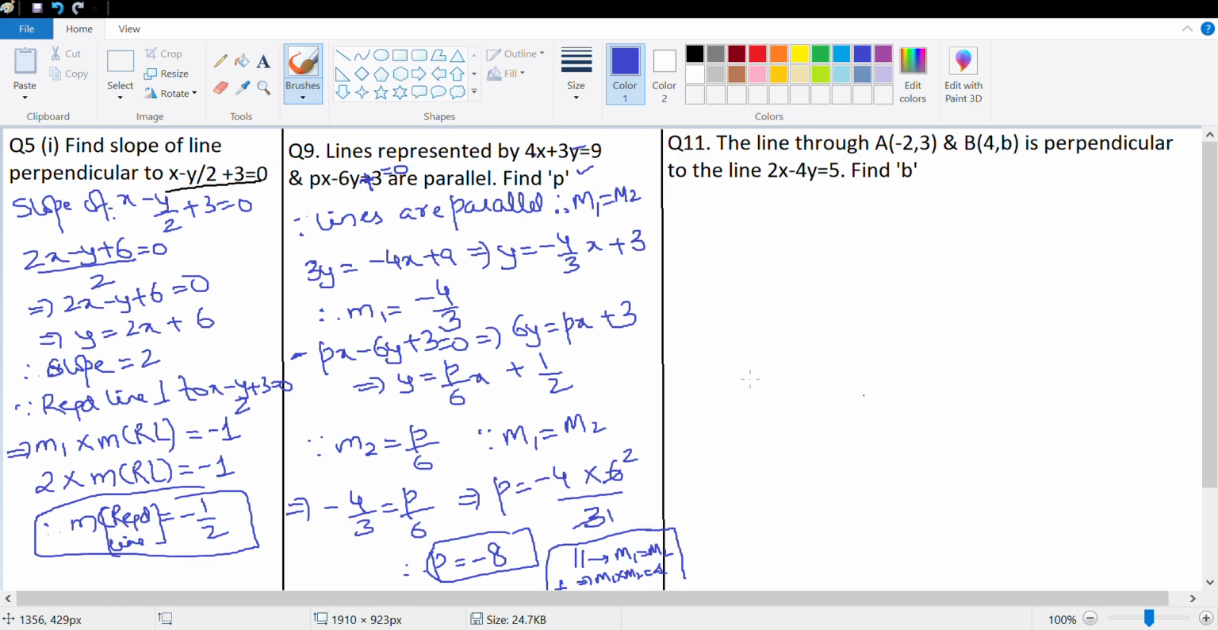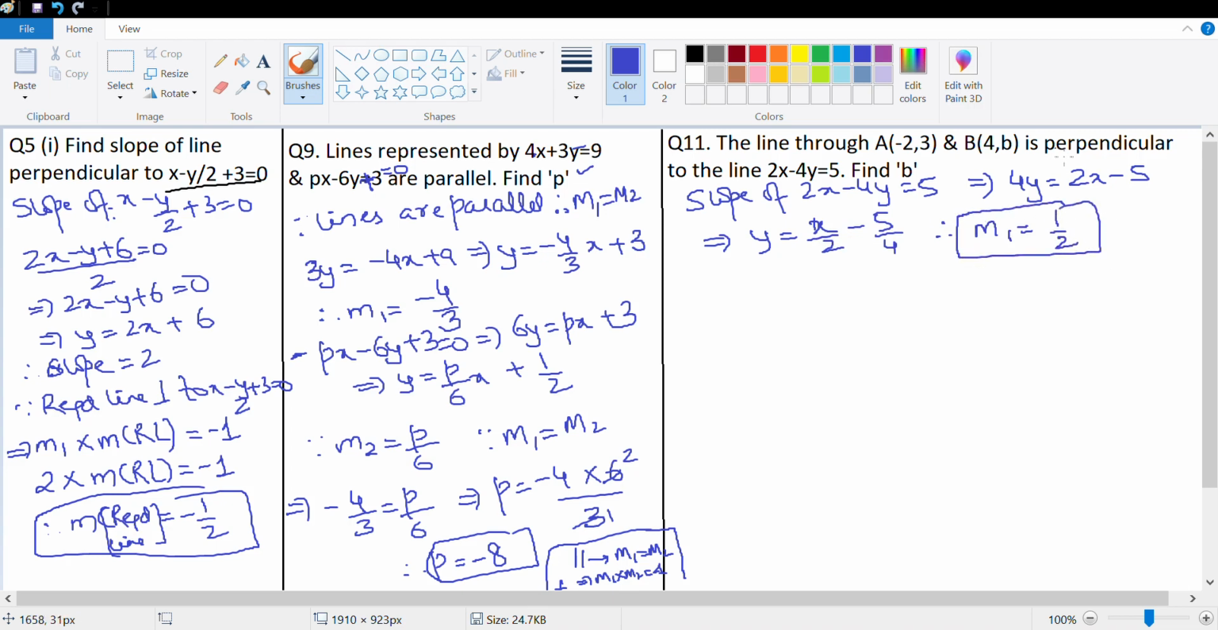Next question. It says question number 11. The line through (-2, 3) and (b, 4b) is perpendicular to 2x minus 4y is equal to 5. Find the value of b. So let's find the slope of 2x minus 4y is equal to 5. 4y is equal to 2x minus 5, which means y is equal to 2x upon 4, which is x by 2, minus 5 by 4. Correct? Therefore, the slope of this line m1 is equal to half.